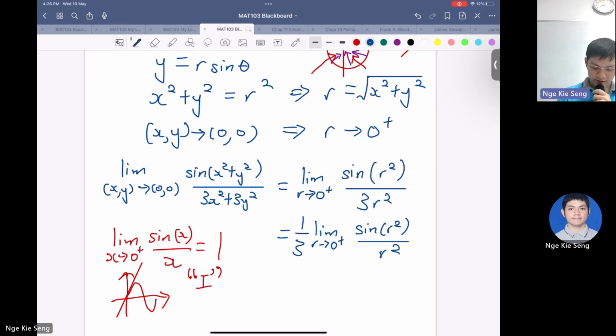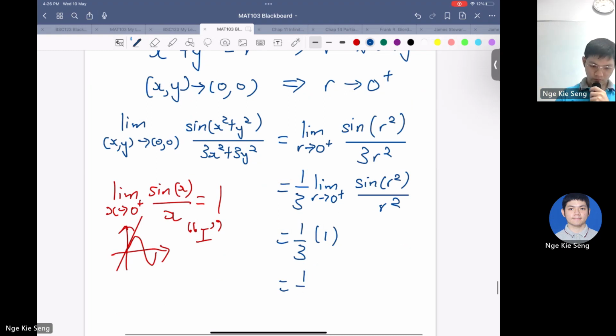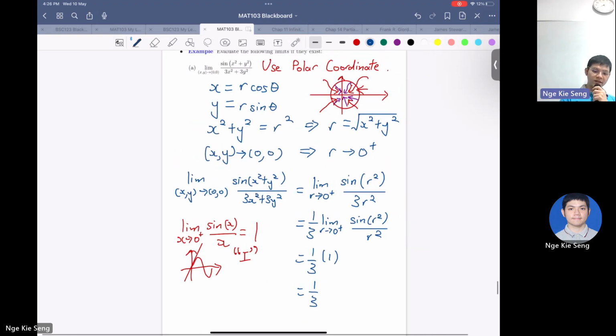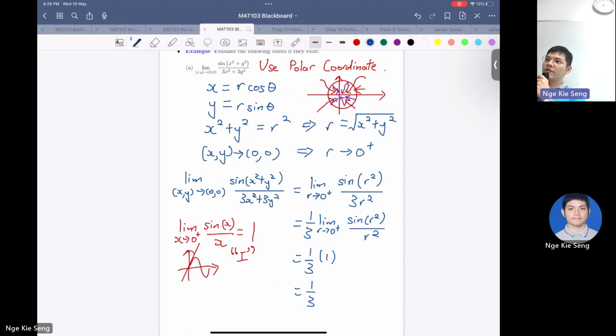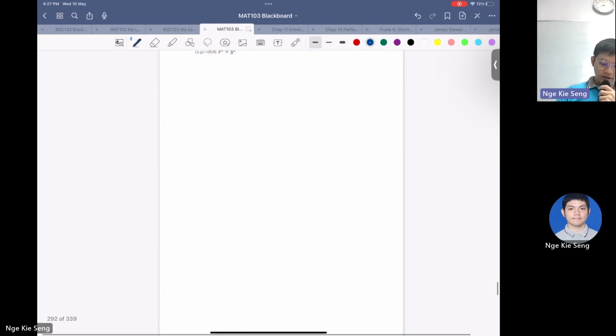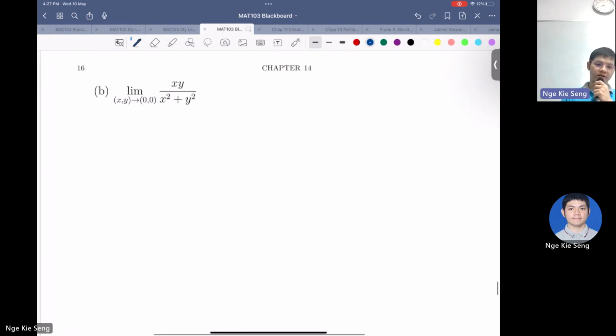So what do we get for this? This is 1/3 times 1, which is 1/3. So in this case, the limit exists because we count it from every direction, all the directions, the radial direction. Okay, so how about we try this polar technique on this question here? Let's try the polar technique on this question.